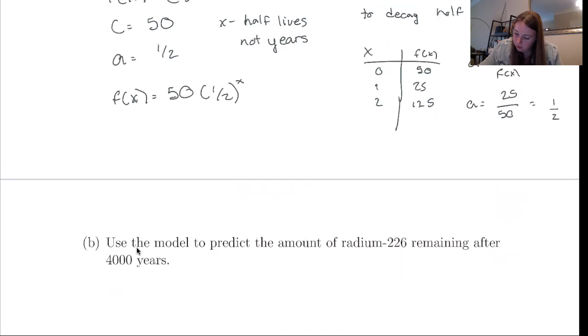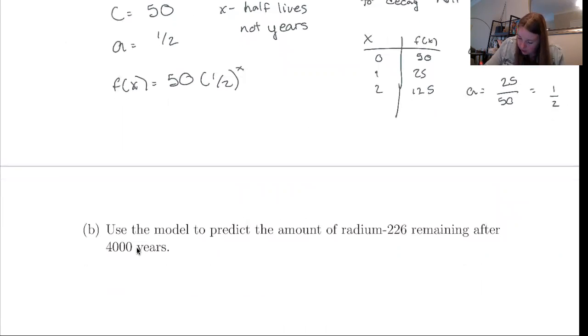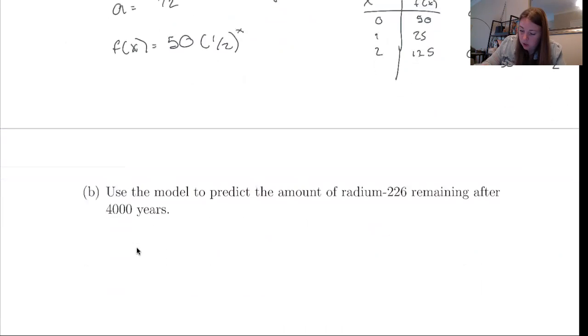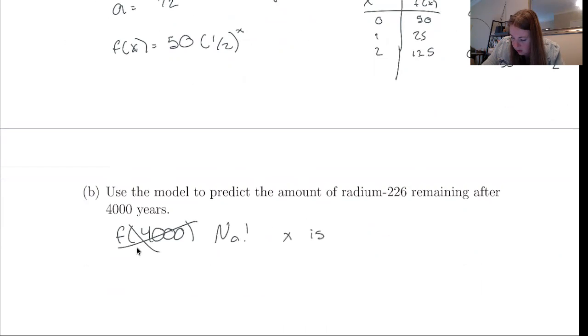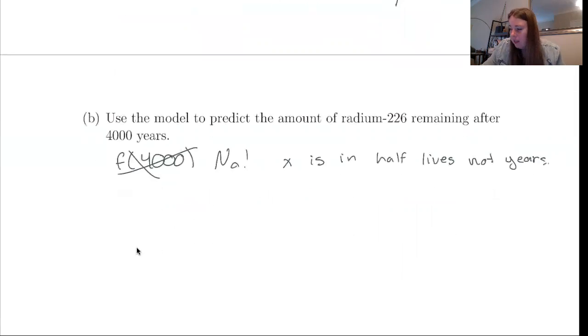Right? Use the model to predict the amount of radium remaining after 4,000 years. So x is in half-lives, not years. So f of 4,000, no. You're like, Mackenzie, I get it. No, but I really want to make sure you do. It's like if I put 4,000 in there, it'd be like, oh, go change my oil, and I use olive oil. Sounds the same, very different. Okay, and really can screw you up. Probably won't kill you though, like that will.